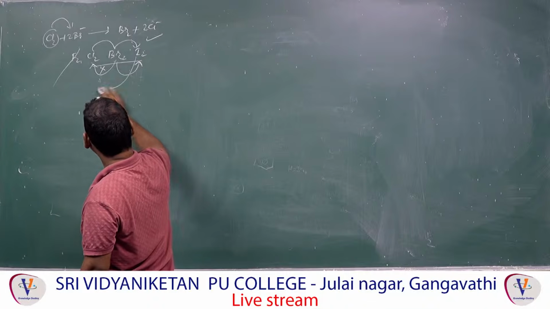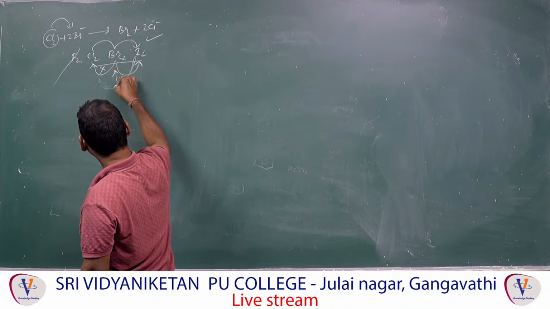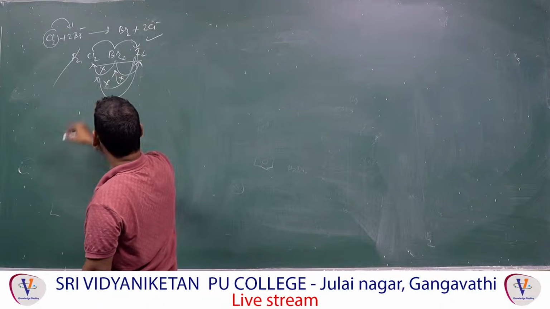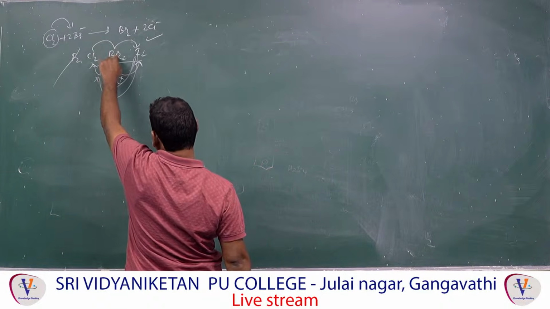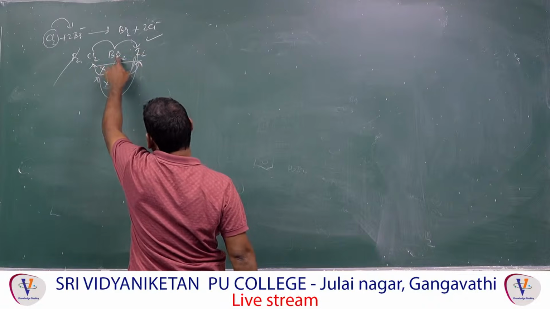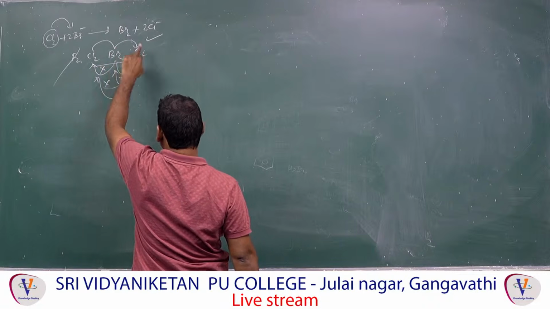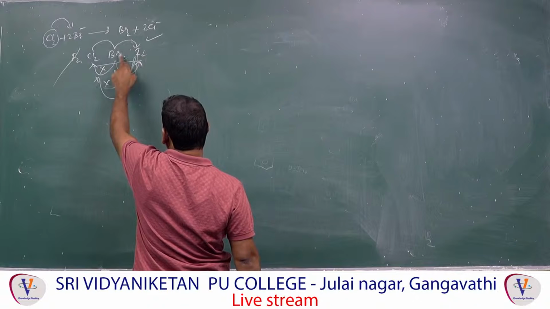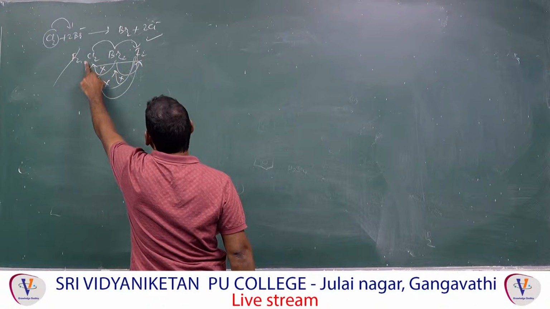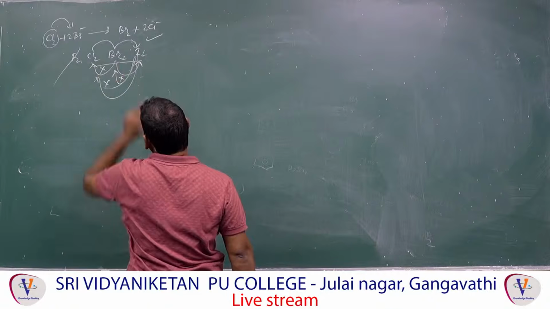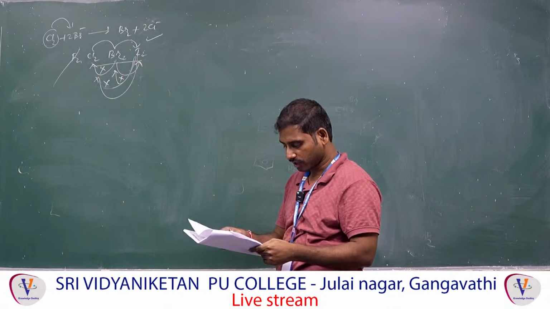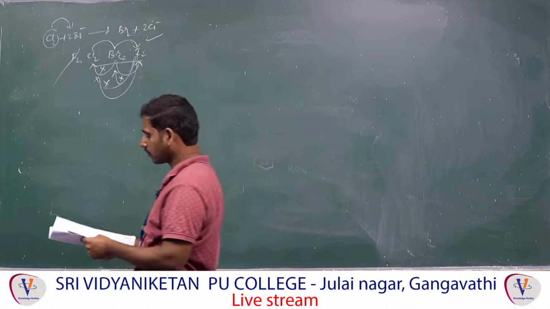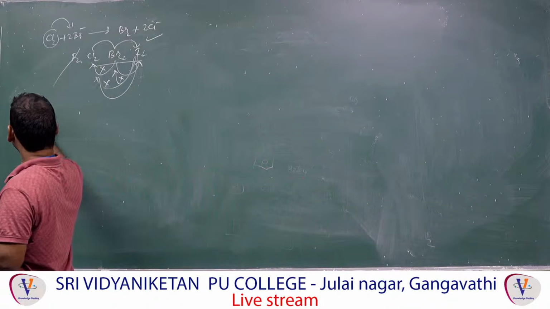Iodine cannot replace bromine, and iodine cannot replace chlorine. That is so because a more reactive non-metal can replace a less reactive non-metal. Chlorine can replace bromine and iodine. Bromine can replace iodine but not chlorine. Iodine cannot replace bromine and chlorine because it is less reactive. Like that we have to see. So the answer is B and C. Next one, question number 70.